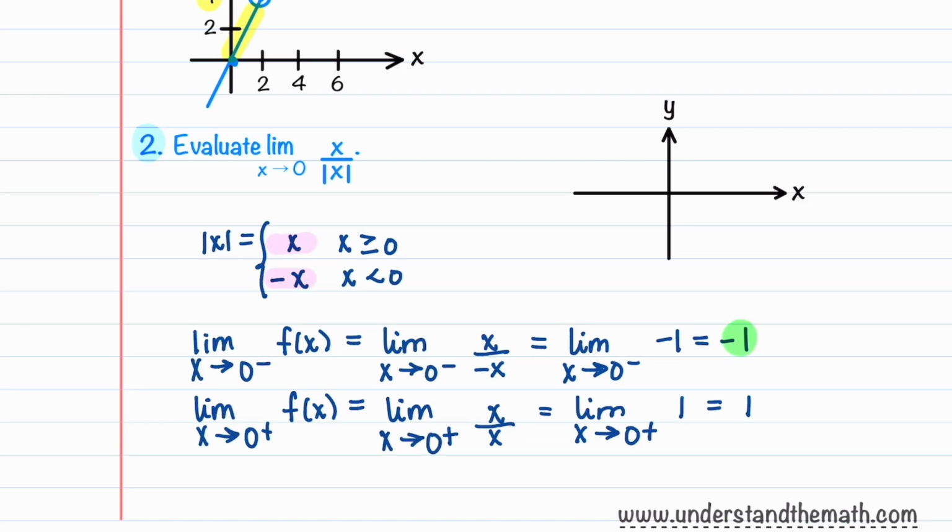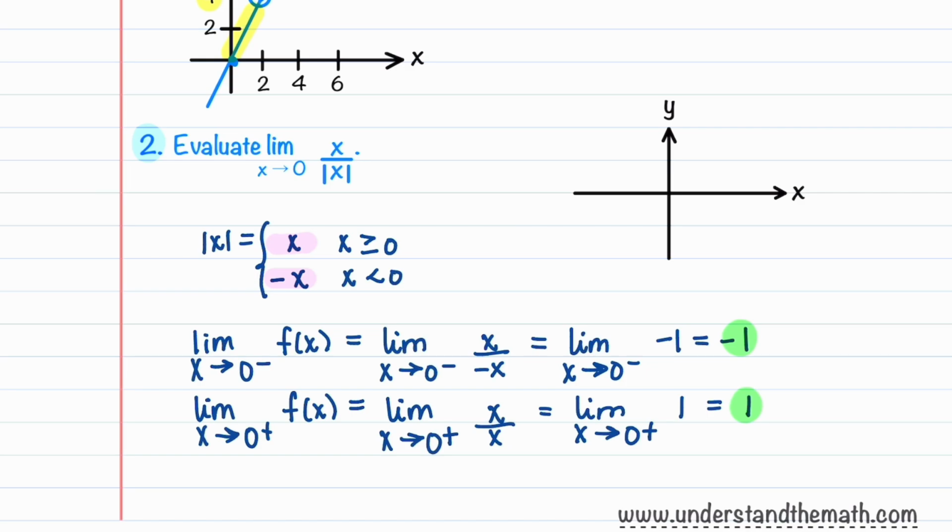Our left-hand limit is negative 1, and our right-hand limit is equal to 1, and they're not equal. I put a graph up here on the right just so that we could see this graphically before we come to our conclusion of what the limit's going to equal.